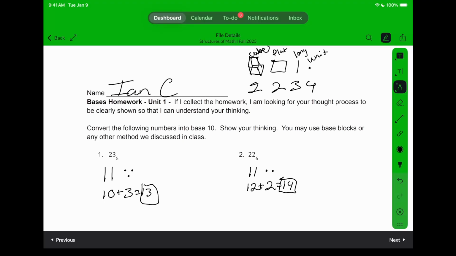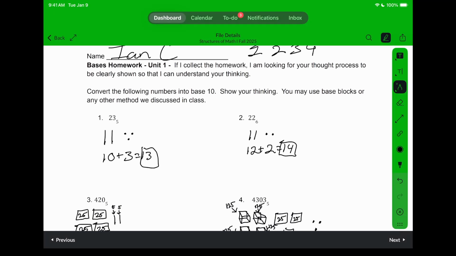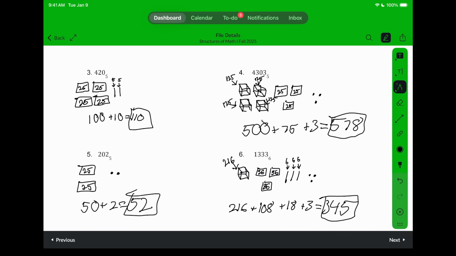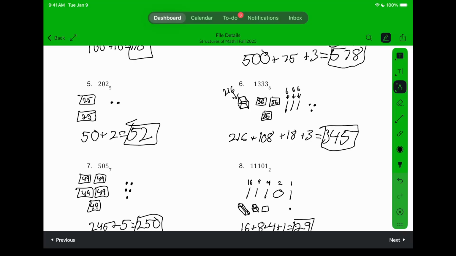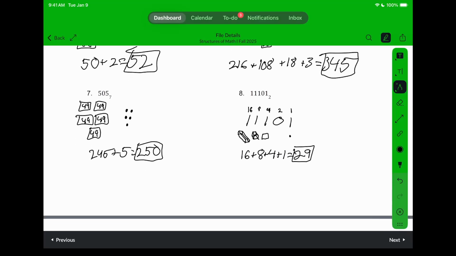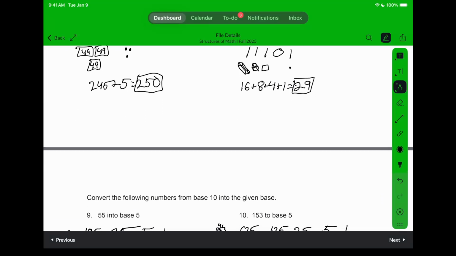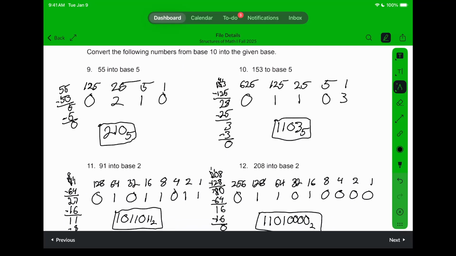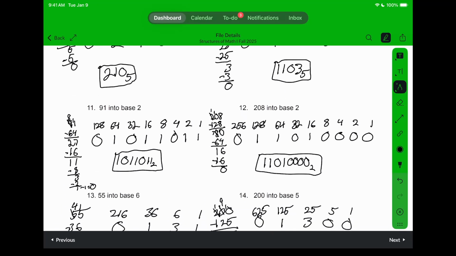So that is a review of bases, changing bases from different bases into base 10, as you can see with these example problems and the work, and then from base 10 into different bases, as you can see with these example problems.